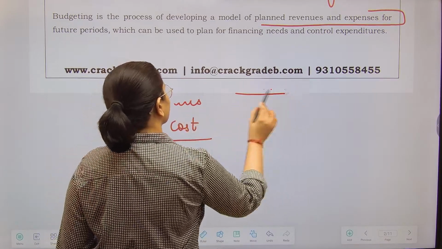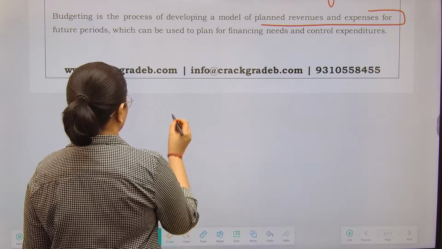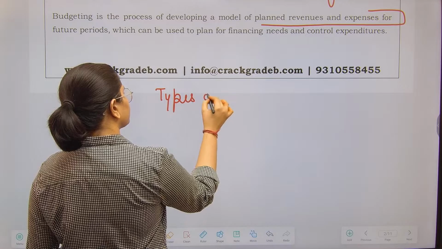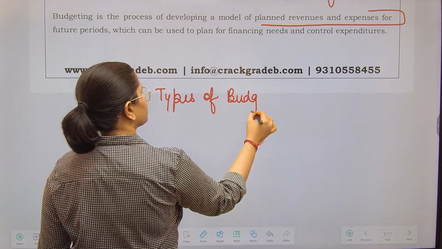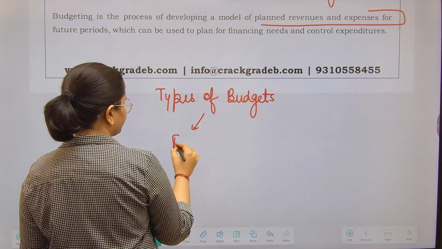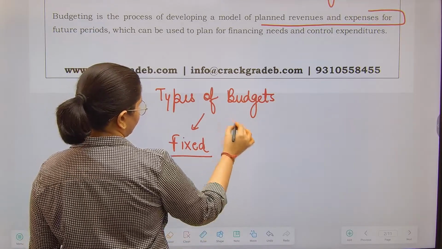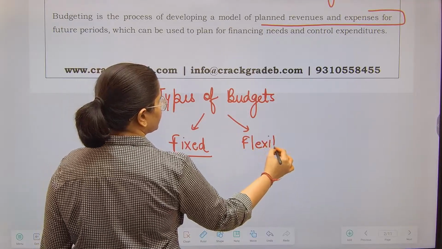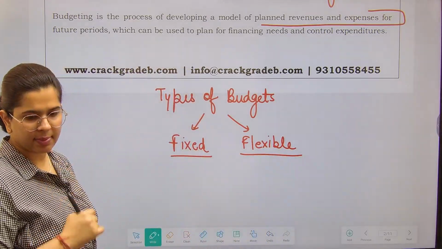Now, the types of budgets. There is fixed budget, and then there is flexible budget. What is it? ठीक है, फिक्स बजट भी होता है, फ्लेक्सिबल बजट भी होता है.